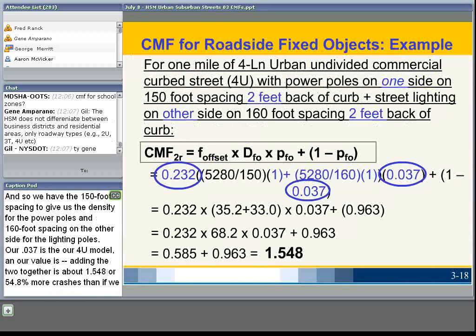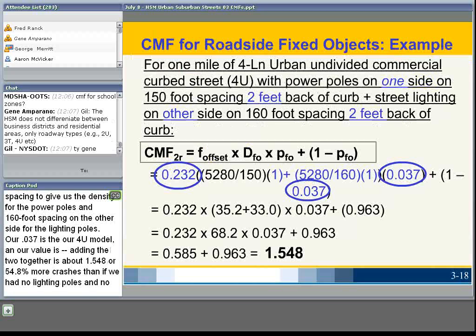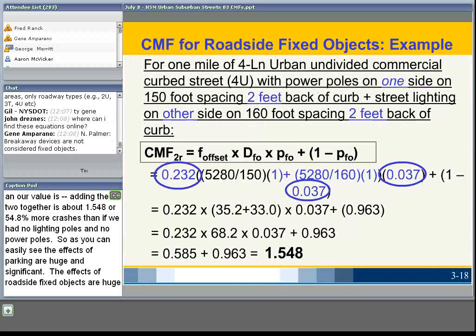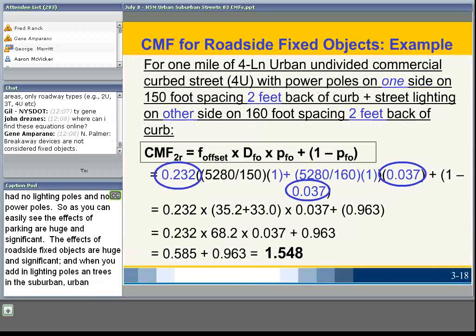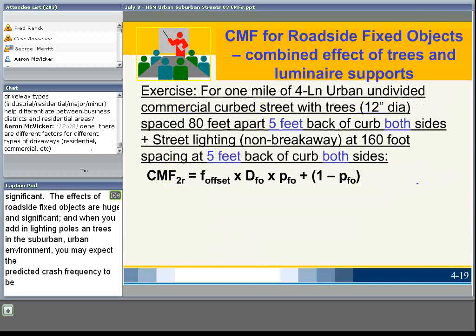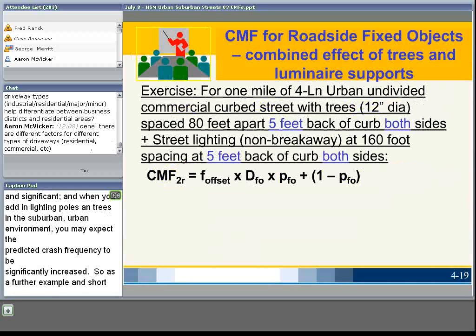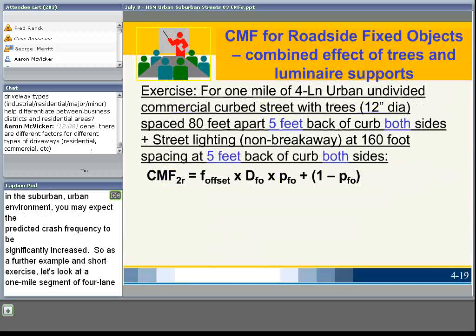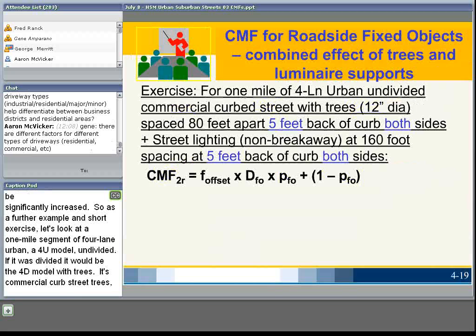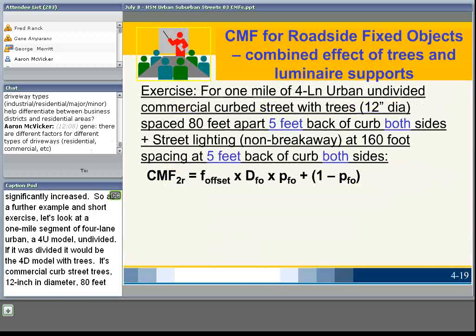So for our 1-mile segment, 4U model, power poles on one side, 2 feet back of curb, street lighting on the other side, 160-foot spacing, 2 feet back of curb, we will do the calculations within the offsets. We have the same offset, but we have to add in the pole density. So we have the 150-foot spacing to give us the density for the power poles, and 160-foot spacing on the other side for the lighting poles. Our 0.037 is for our 4U model, and our value, adding the two together, is about 1.548, or 54.8% more crashes than if we had no lighting poles and no power poles.